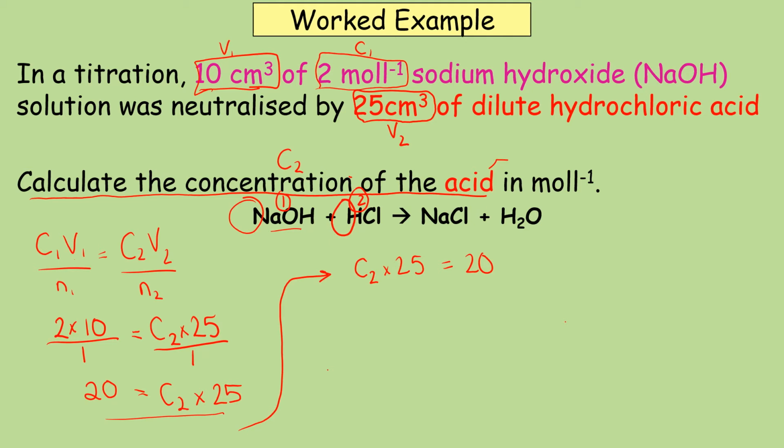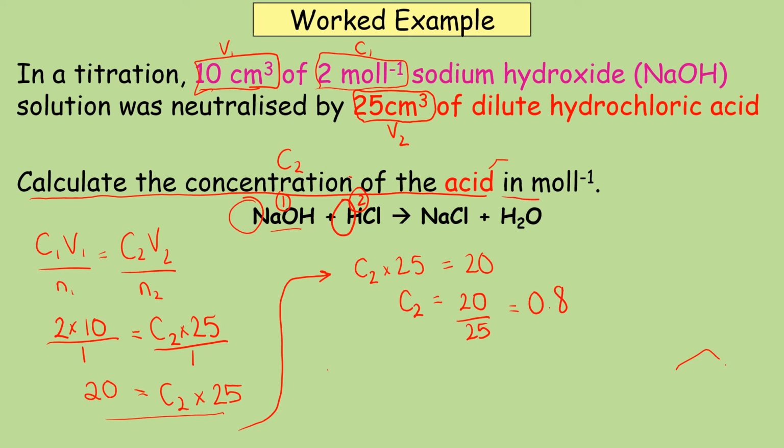Now, if I want to get rid of the 25, I've got to divide by the number next to the letter. So C2 times 25 is 20. C2 is 20 divided by 25. We can go straight to a calculator, or we can do that number in our heads. It's completely up to us, provided we get the right answer. But if we type into a calculator 20 divided by 25, we'll get 0.8. So the answer to this question is 0.8.